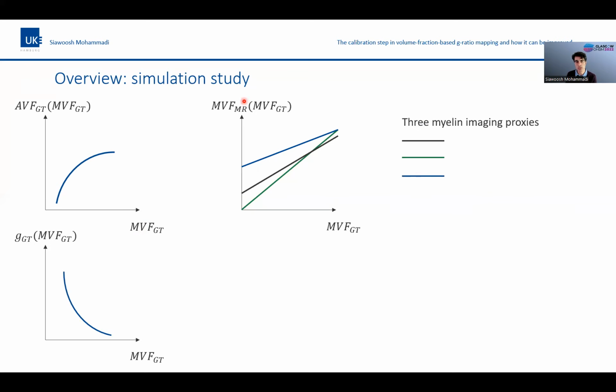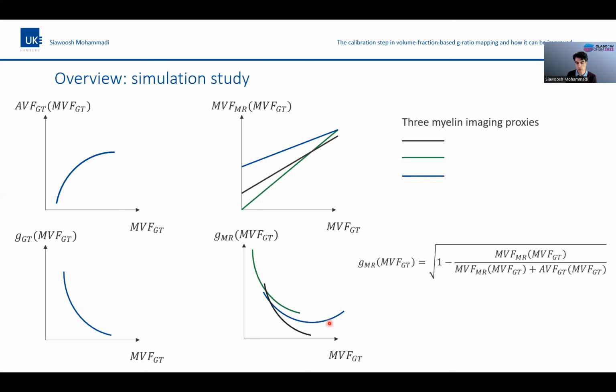And then we use these MR-based myelin volume fractions, so these curves, to estimate again the G-ratio, but this time from the MRI-based data. So, just sketched again, they might look somehow different to the ground truth one. And here, basically, we use again the MR G-ratio formula, where the axon volume fraction is untouched as compared to the gold standard G-ratio, but the myelin volume input now uses the MR-based one, so these relations.